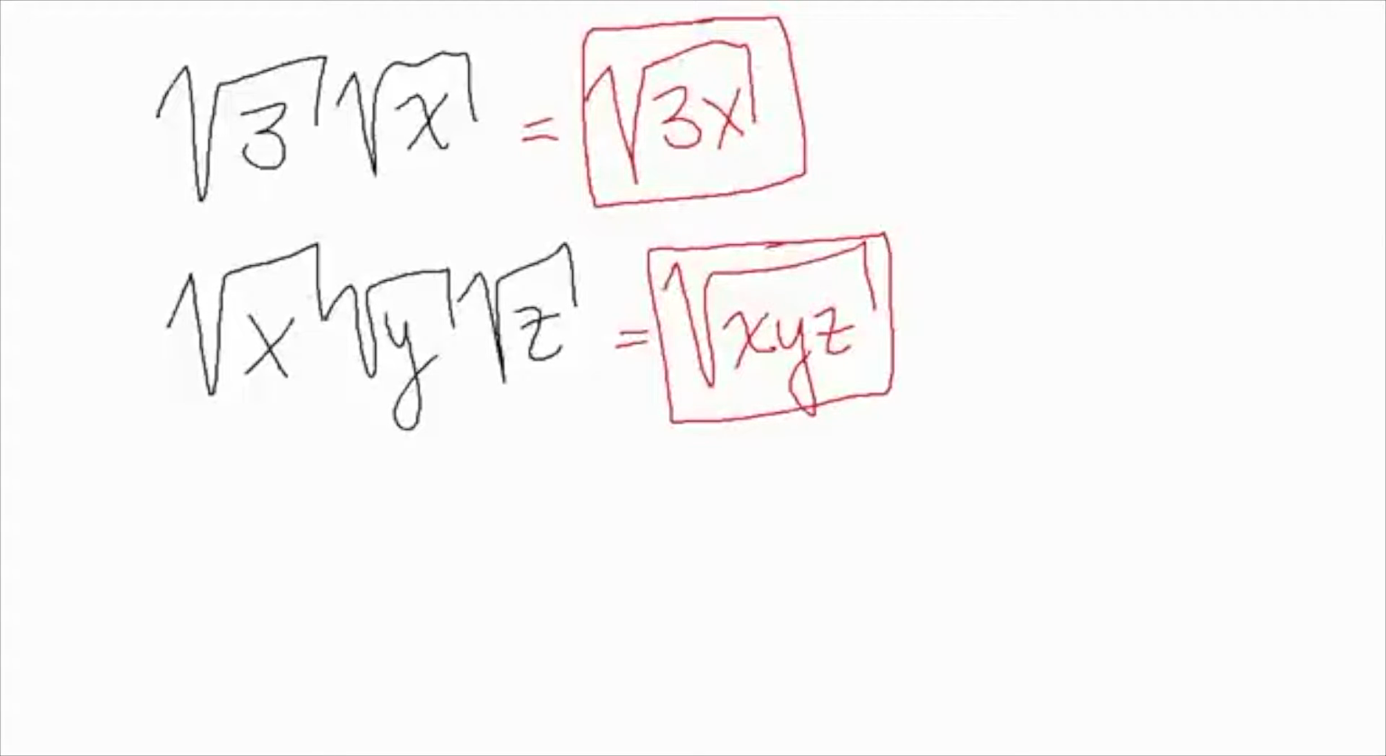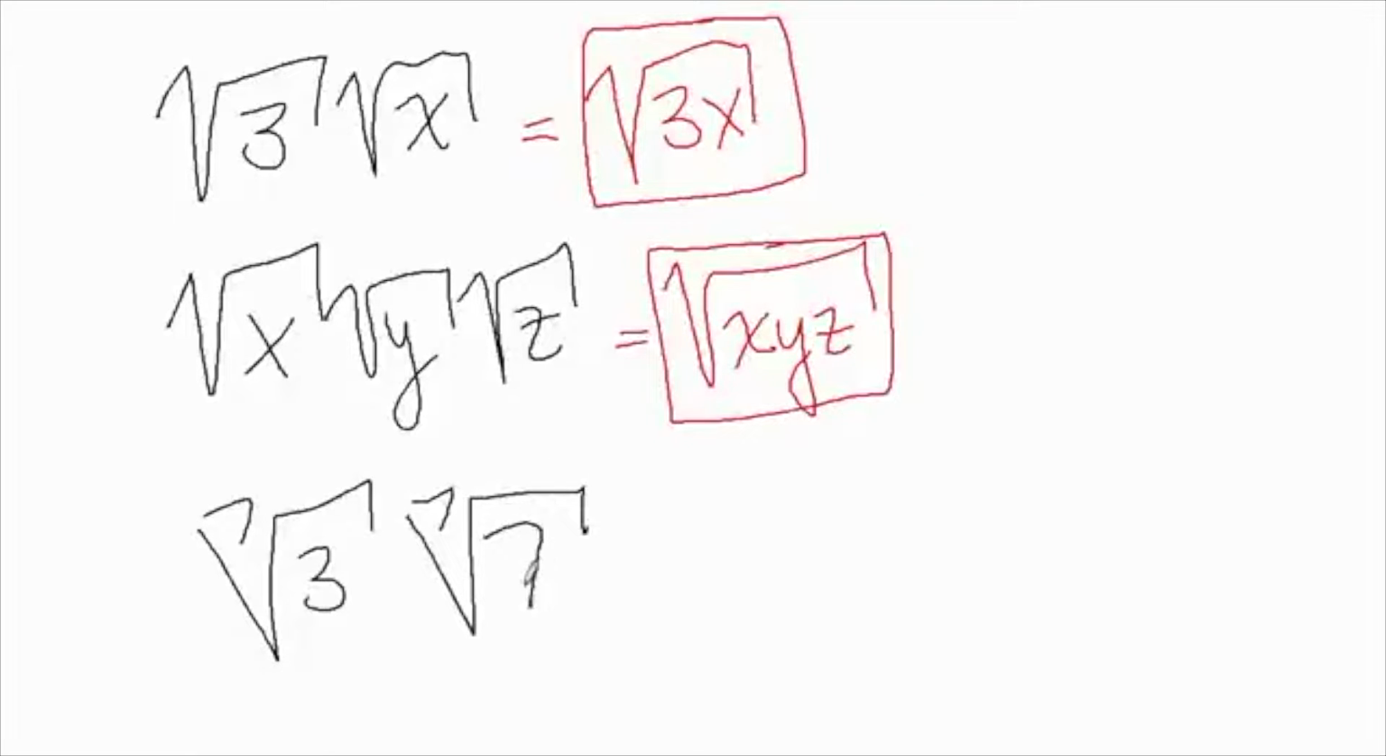Now, let me remind you that this rule applies to more than just square roots. For example, if we had the 7th root of 3 times the 7th root of 7, we can simplify that product to the 7th root of 3 times 7, or 21. Let you try one more.